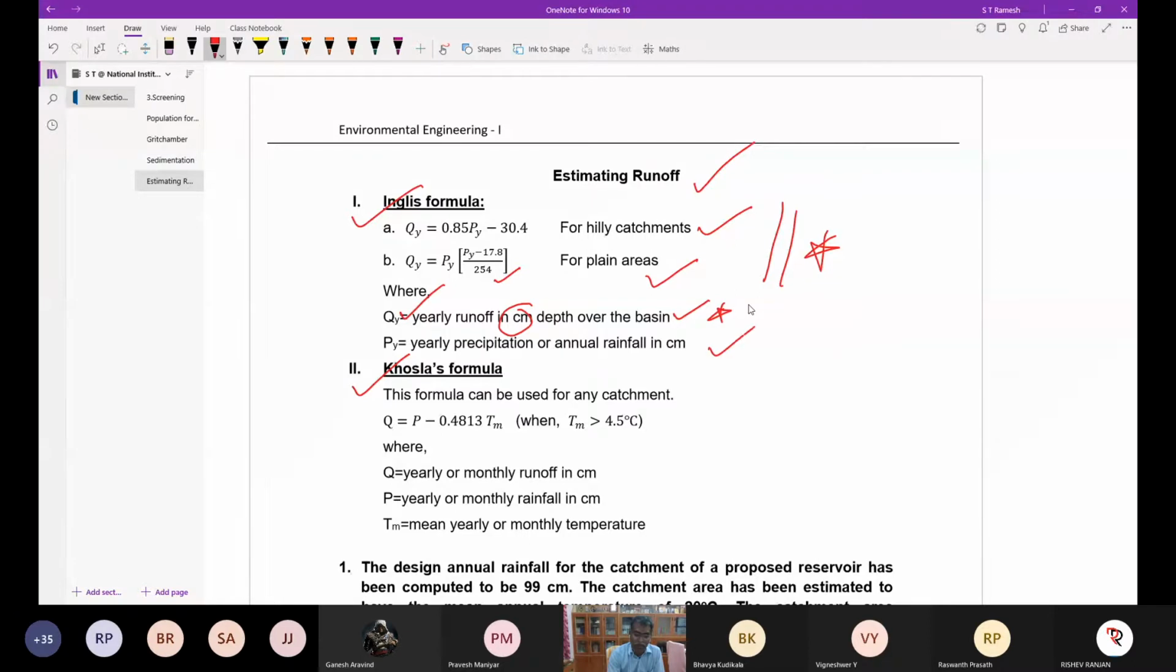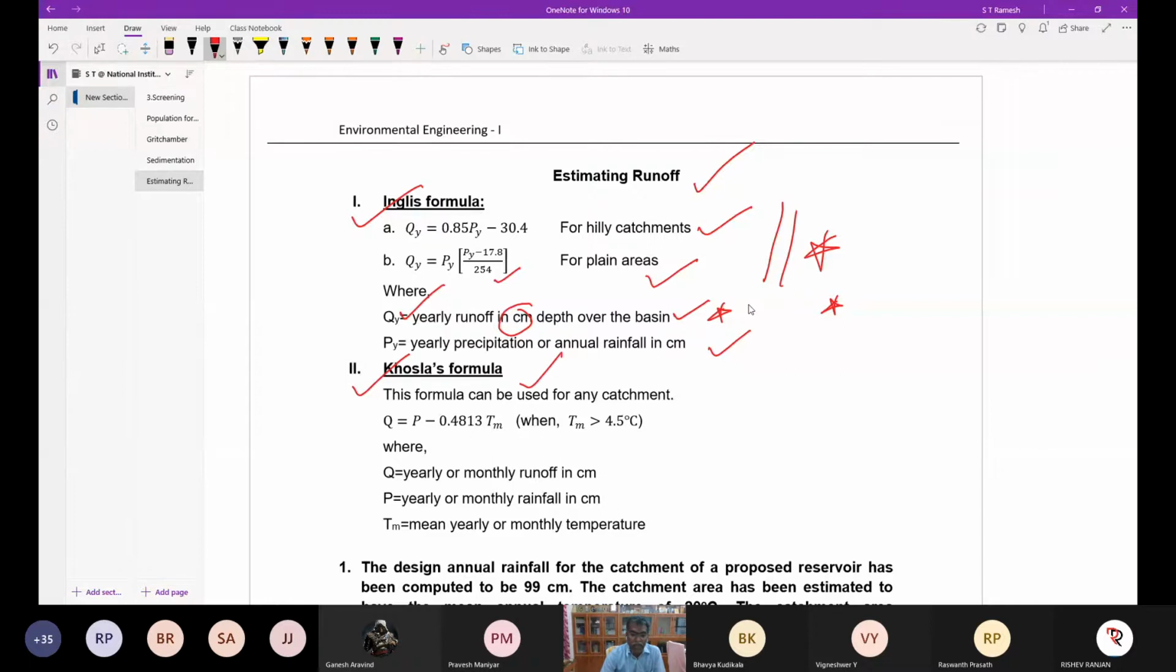annual rainfall in centimeter. If I know the rainfall details in a particular locality, and I am also familiar with the catchment, whether it is a hilly area or plain area, it is possible to calculate the runoff in that locality. That is very simple: the English formula for hilly catchment and plain areas.